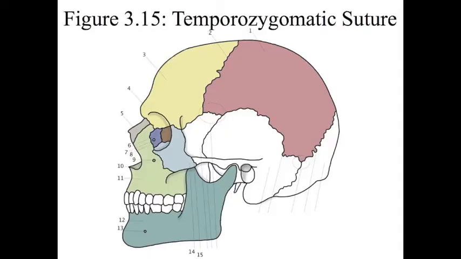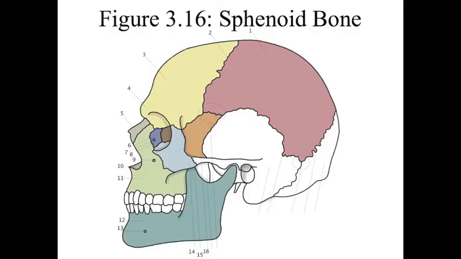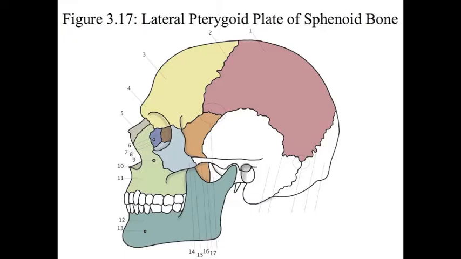Number 15 is the temporal zygomatic suture. Pretty helpful because it tells you which bones are articulating, the temporal bone and the zygomatic bone, to make the temporozygomatic suture. Number 16 is the sphenoid bone, a single bone of the skull. Number 17 is the lateral pterygoid plate of the sphenoid bone. Because it is part of the sphenoid bone, I'd use the same color as you did in number 16.